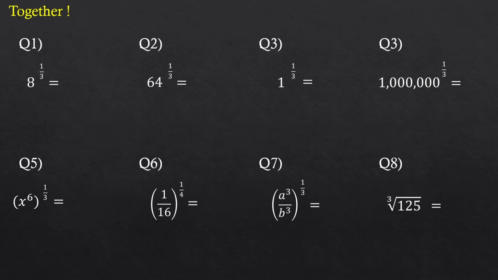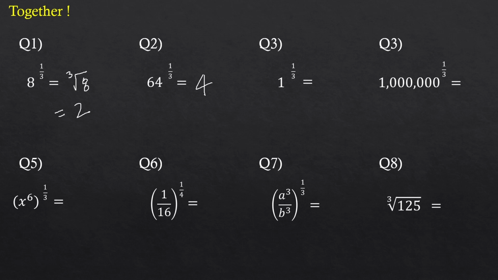Alright, now let's try to solve some questions so you can remember all this. What is 8 to the power of 1 over 3? So that means a number that becomes 8 when you multiply it 3 times. And let me just write this down in terms of cube root. So what is that number? 2. If you multiply 2 3 times, it becomes 8, right? How about question 2? 64 to the power of 1 over 3. So a number that becomes 64 when it's multiplied 3 times. 4.